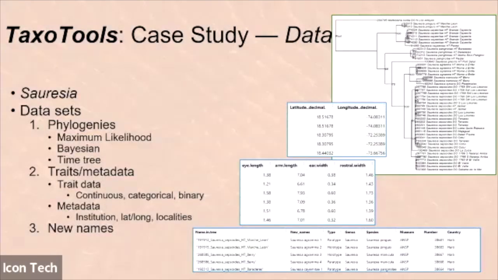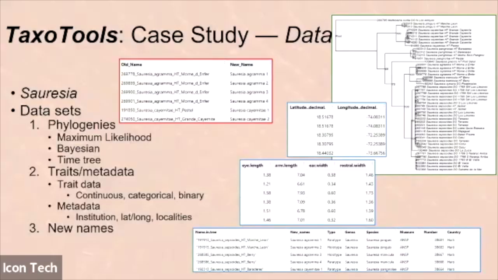There is 1 CSV that has metadata, so collectors, dates collected, localities. That same CSV also has morphological measurements, and it has latitude and longitudinal points in it. And then 1 final CSV with old, not taxonomically updated names, and 1 column with the nice, pretty names that I would want to update these to.